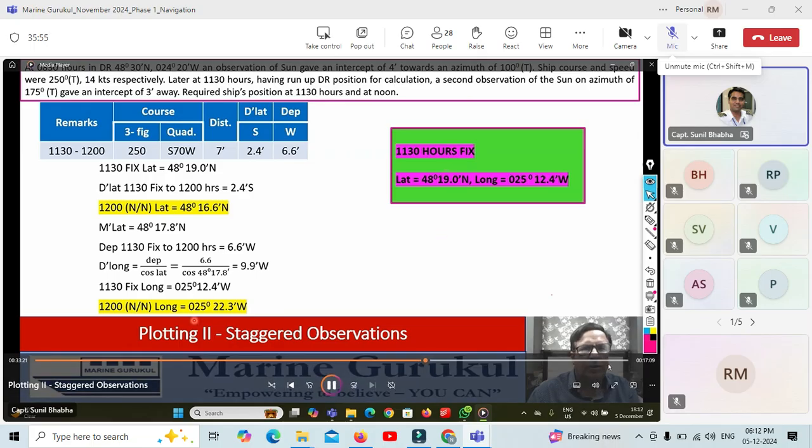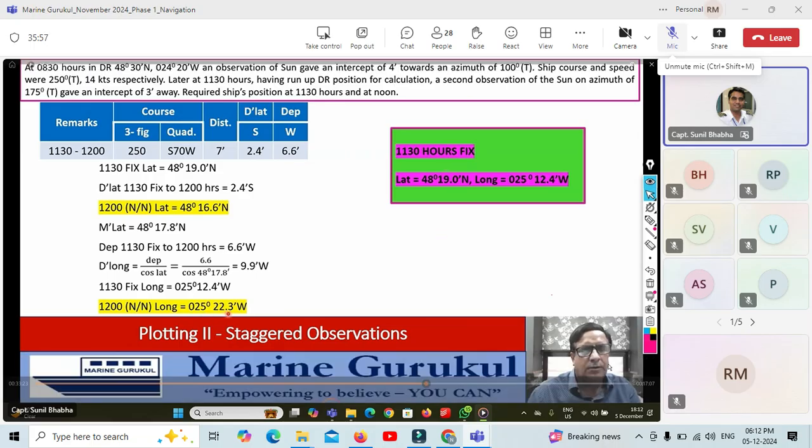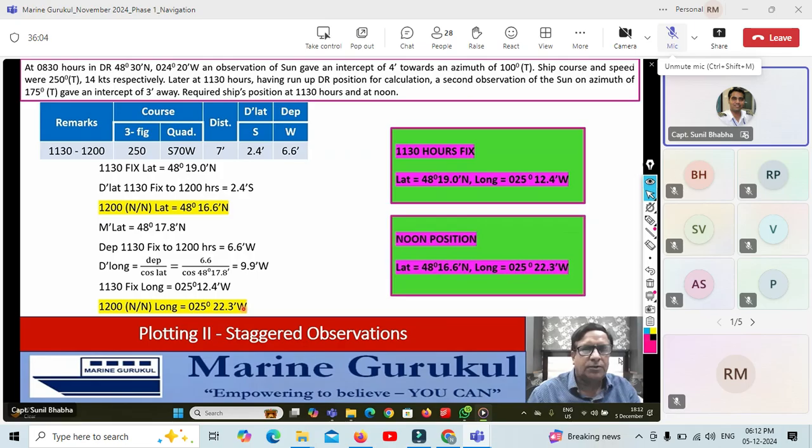Noon longitude as 025 degrees 22.3 minutes west, and hence we get the coordinates of the vessel's position at noon on that particular day. And that's how this question can be completed. Just to summarize and to draw your attention, please be careful on taking a call as to which point needs to be transferred.